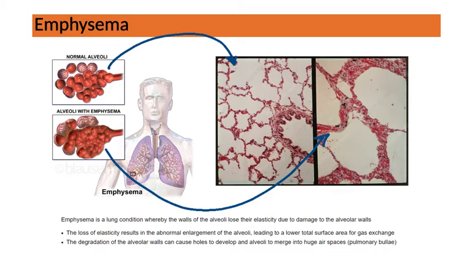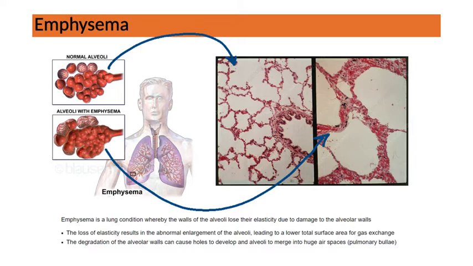The normal alveoli, if you see it under the microscope, can you see the blue arrow for the normal alveoli? Yes, you can see there are lots of little structures that create a large surface area. While the alveoli with emphysema, you can see that yes, it creates a big sac or bubble, but in total, the surface area is actually getting smaller.